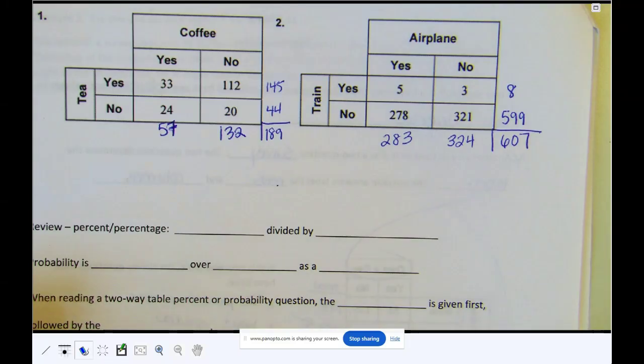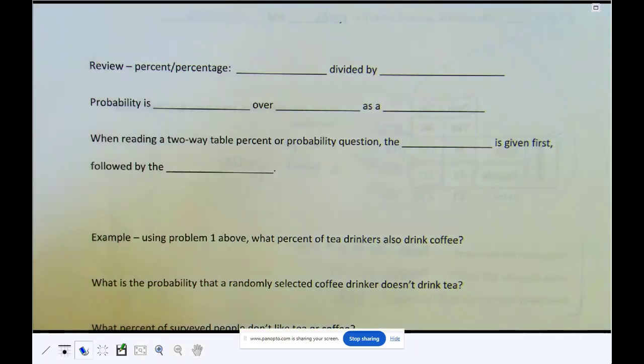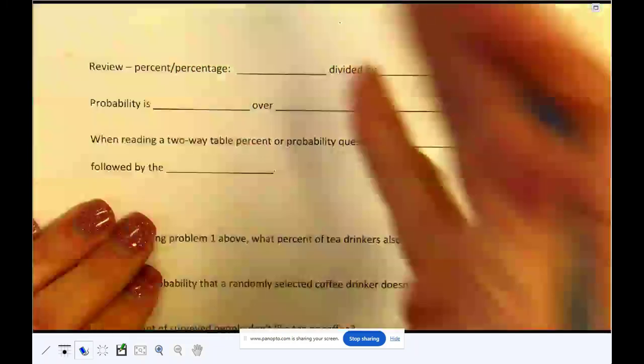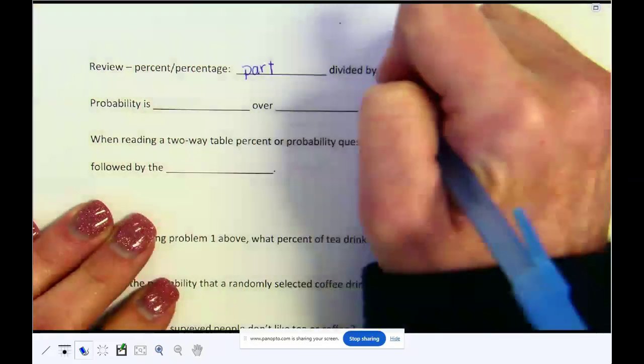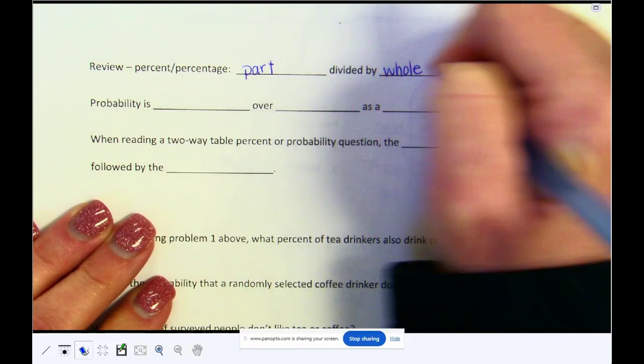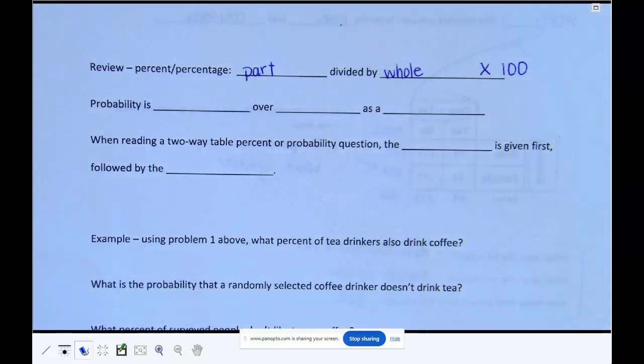All right, so now this is super important, you guys, super important. When you see the word percent and percentage, both are basically the same. It is the part divided by the whole and then times 100. Okay, percent is the part divided by the whole and then multiplied by 100. It has a percent sign on it.